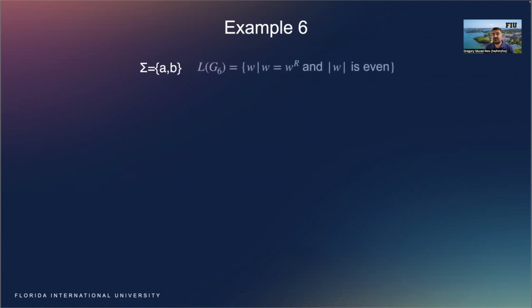The second example here is the word is equal to its reverse. So when I write W^R, it means that it's the reverse of that word. So in this case, it's a palindrome. The word is equal to its reverse, and the length of the word is even. If the length of the word is even, okay, so an empty string is okay because the length of the empty string is 0, that's even, and the reverse of an empty string is an empty string. So the empty string should be accommodated.